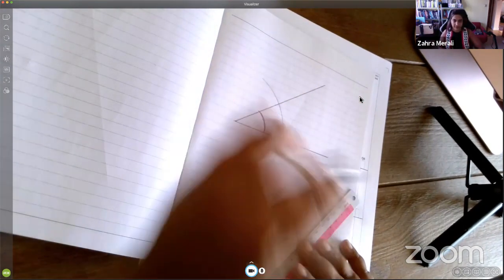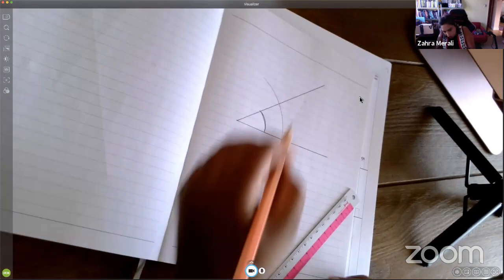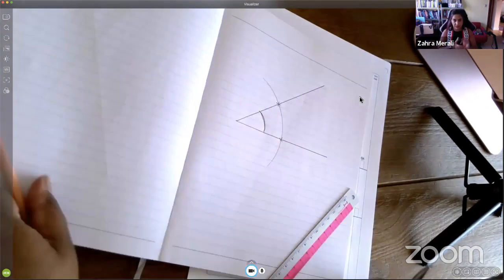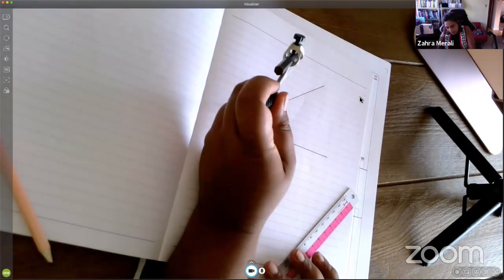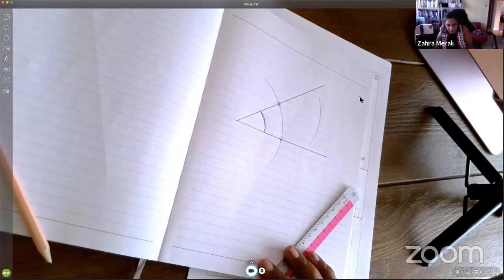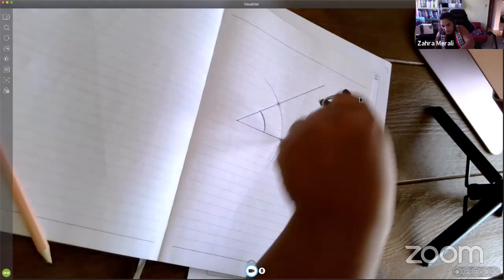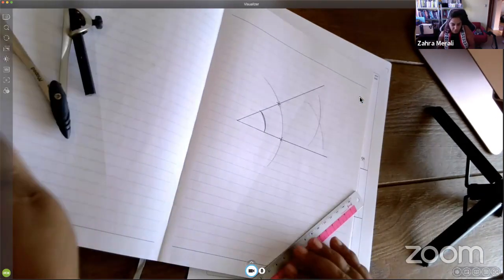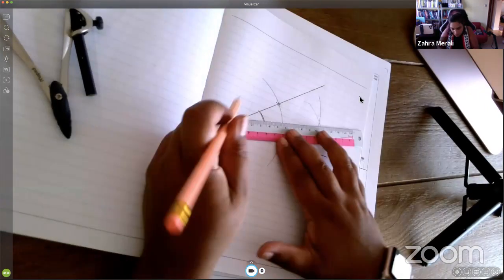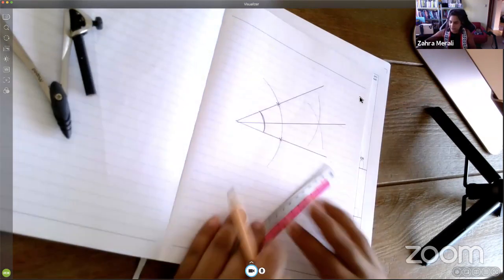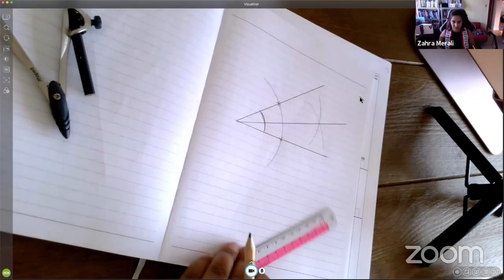So you've got an arc, and you can see that that arc crosses at these two places. Now, without changing my compass, I put it on that cross and I draw another arc. And then I take my compass and put it on the other cross and I draw an arc, and they should meet. And then I go from the tip through the points where they meet, and what I've done there is I've bisected the angles.